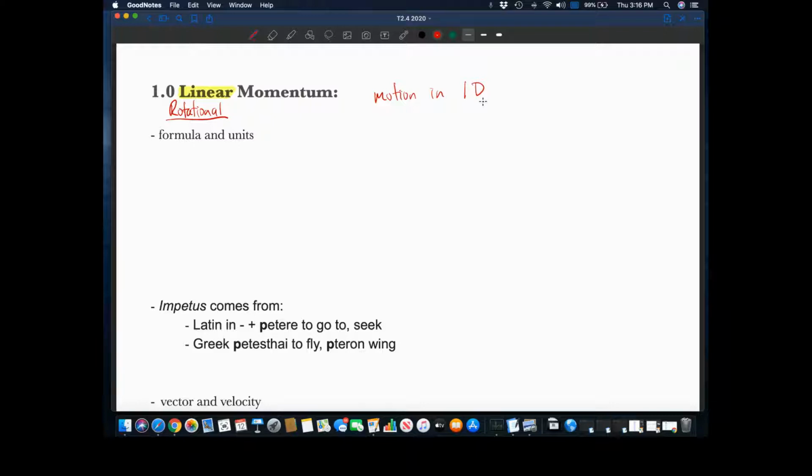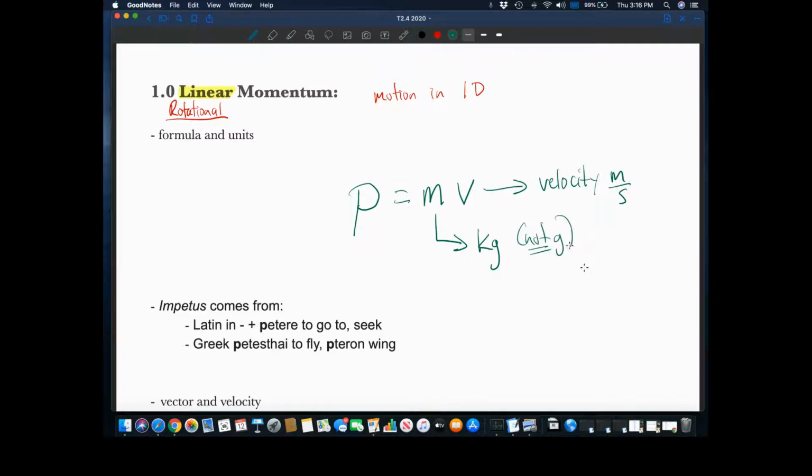Now, the formula for linear momentum is P equals m times v. Now, v we recognize as velocity, and that has units of meters per second. Mass has units of kilograms, not grams. So, coming out of chemistry, mass was in grams. In physics, mass is measured in kilograms. And it's the only one of the units we use in physics that always has a metric prefix with it. So it's the only one where there's a kilo.